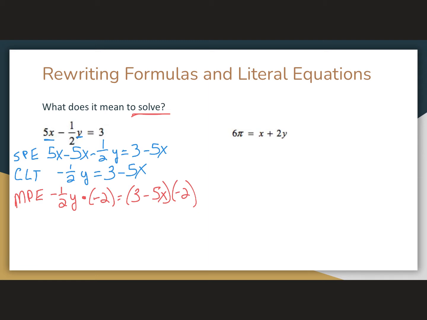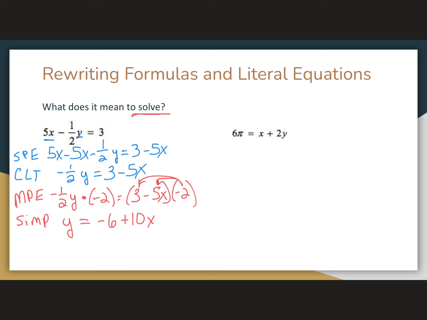On the left side, negative times negative is a positive. 1/2 times 2 is simply 1. So I get y equals, and on the other side, I'm going to end up using the distributive property to get negative 6 plus 10x. So negative 2 times 3 gives me negative 6. Negative 2 times negative 5 gives me positive 10. So we're taking all of the stuff that we've learned and we are just applying it in slightly different ways.